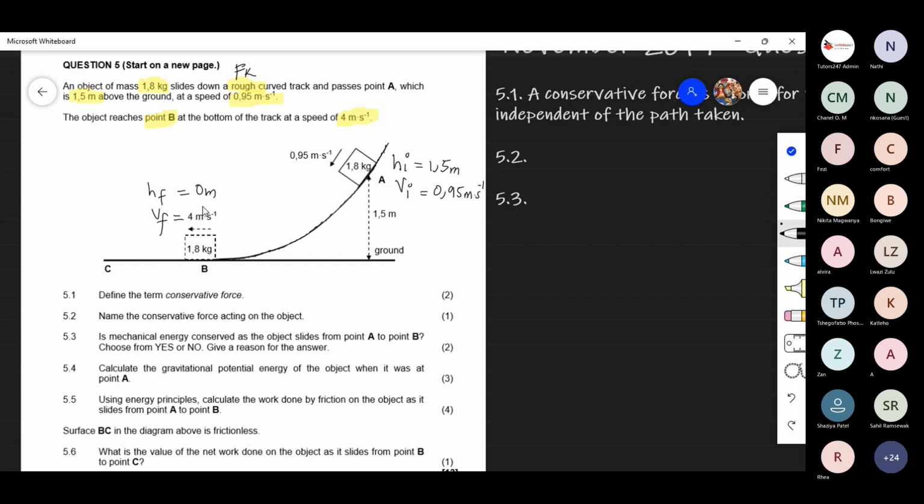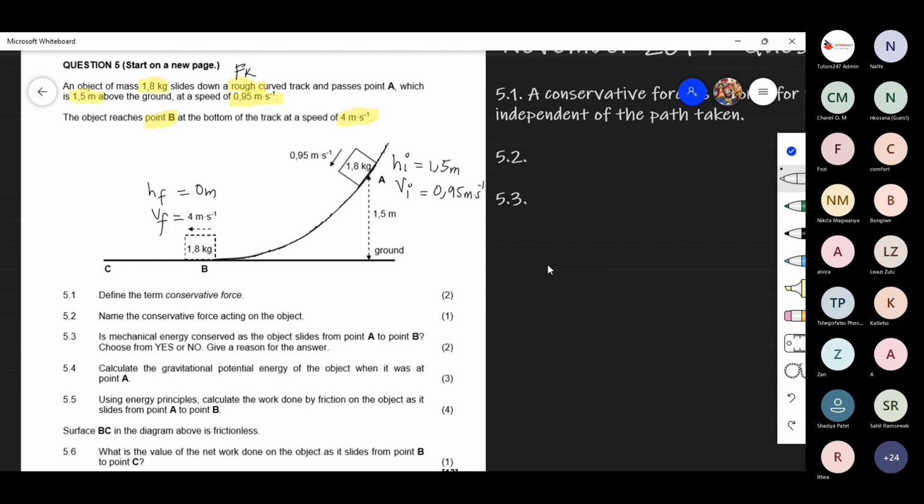The first question is a definition question. It's on the right-hand side if you want to have a look. Question 5.2: name the conservative force acting on the object. This is the second question paper in a row that they've made reference to either a conservative or non-conservative force. So as you can see, it's quite important to know the examples and the definitions of both.